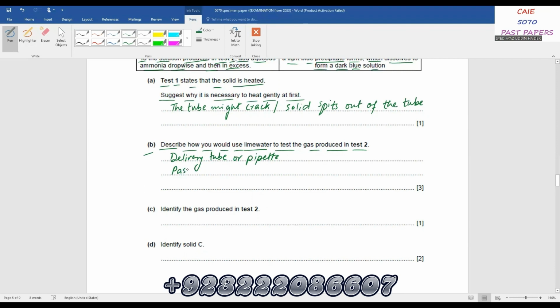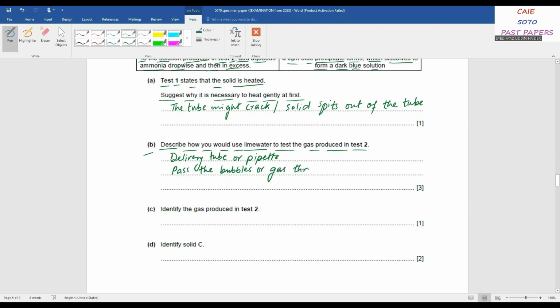Pass the bubbles or gas through lime water. In the second test tube, you will perform this. So you have to write in the second test tube.